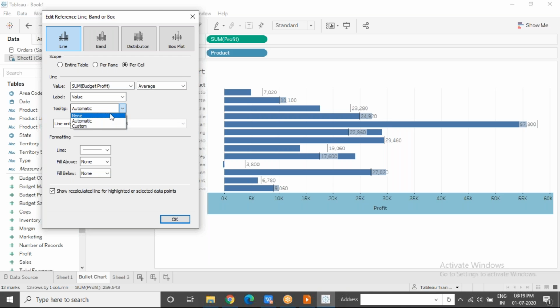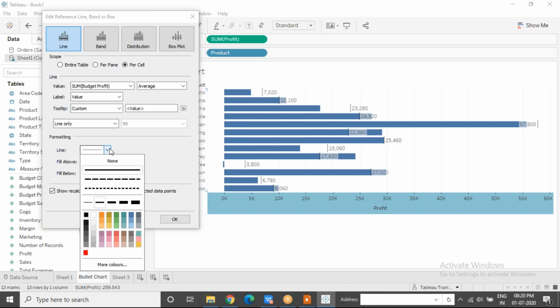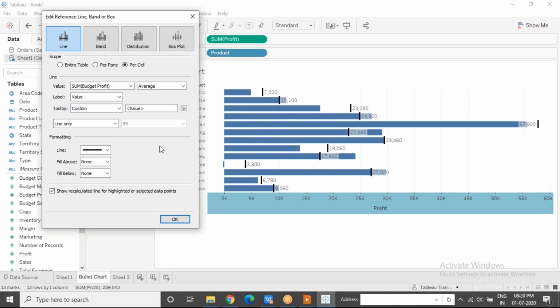Don't put aggregation even on the tooltip. Customize the tooltip also. Tell them that this is the value. That's all, enough. So handle the label, handle the tooltip in such a way that you think from an end user's perspective, who will not understand all these aggregation, etc. They just need to see the number. We'll show them the number itself. If you want, you can change the color of the line. You can make it look dark and you can make it thick. Okay. So that is my budget profit.